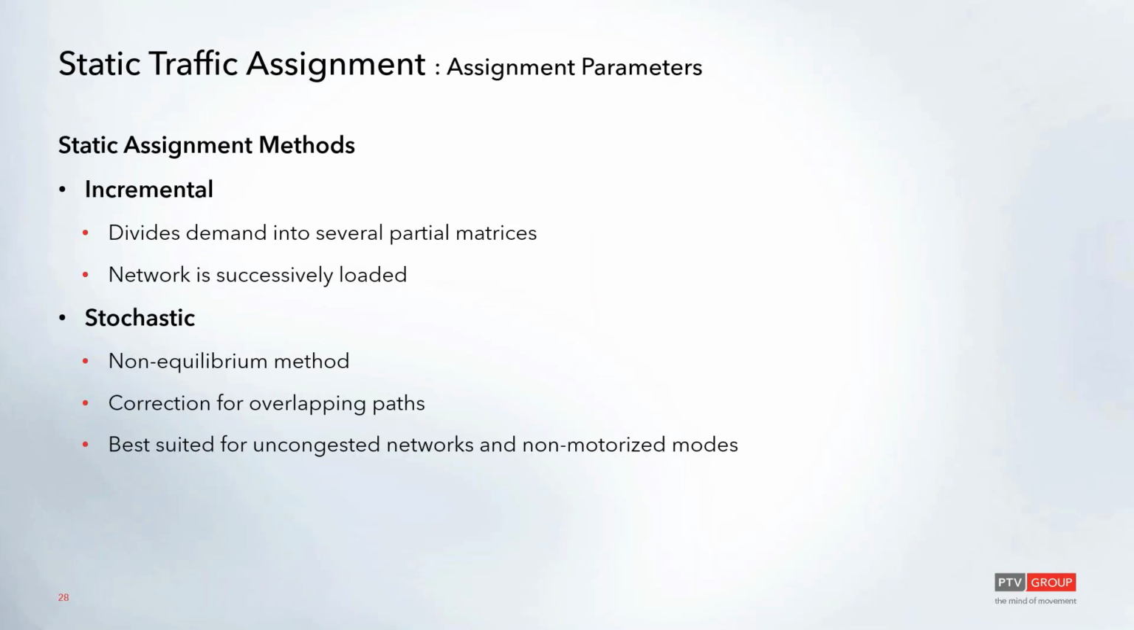And then there's also an incremental assignment. So this essentially takes the demand and divides it into several smaller matrices. You'd start off with assigning maybe 33% of your demand in the first iteration, and then in the next iteration you'd have maybe 66%, and so on. So you'll just add that up over time until you've reached 100%. And so it loads the network more gradually throughout each of the iterations. And then there's also a stochastic assignment, and this is more suited for any networks that don't have a lot of congestion, or if you're also modeling any non-motorized modes.